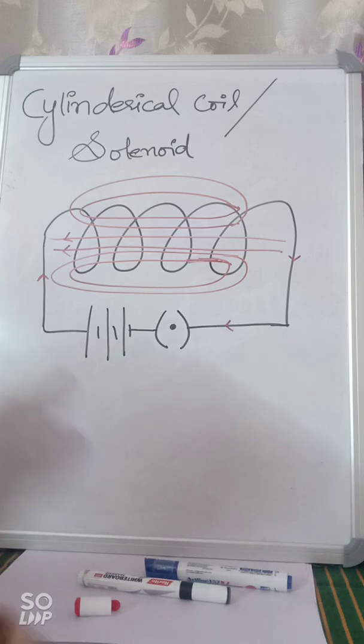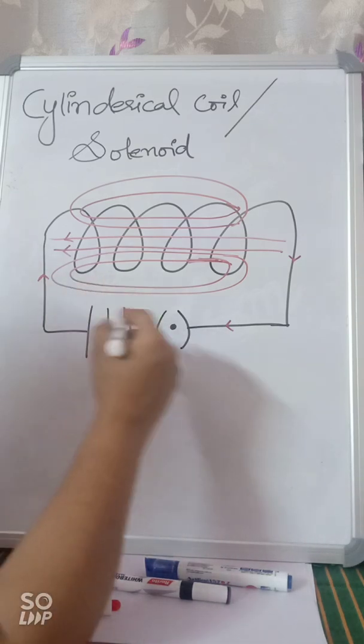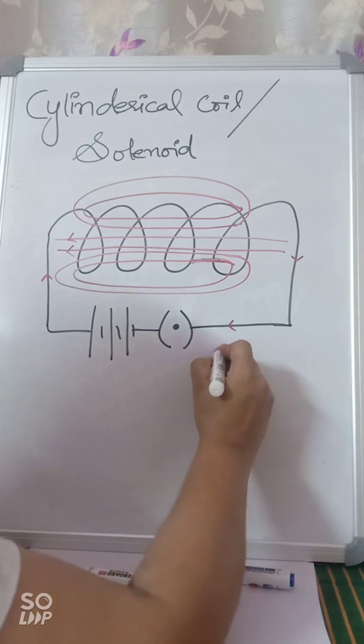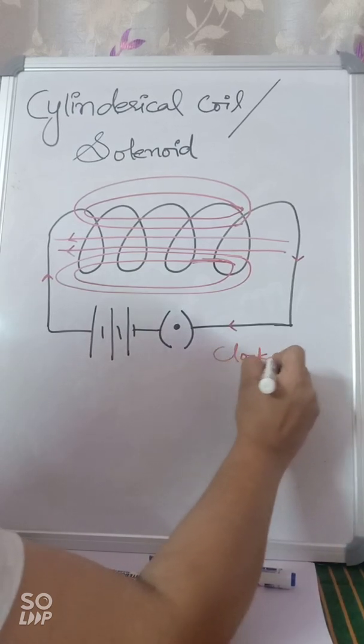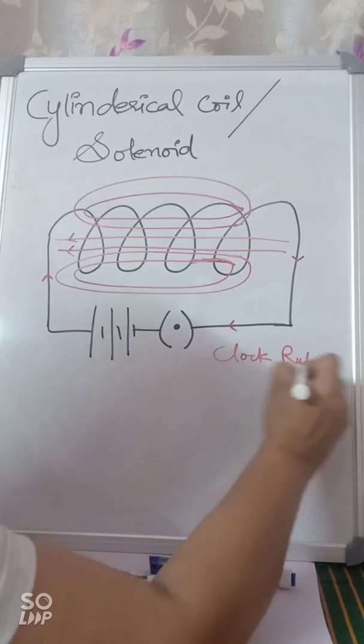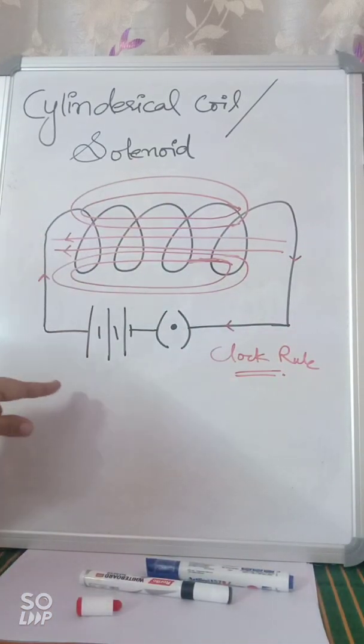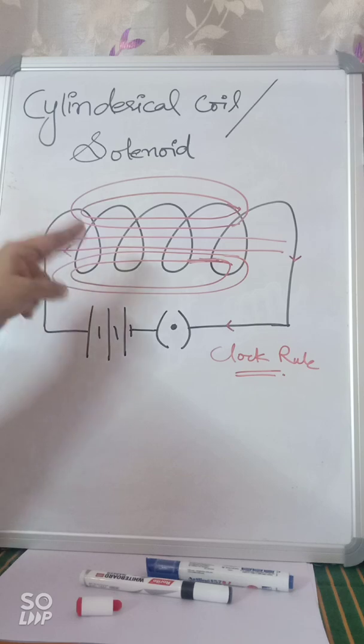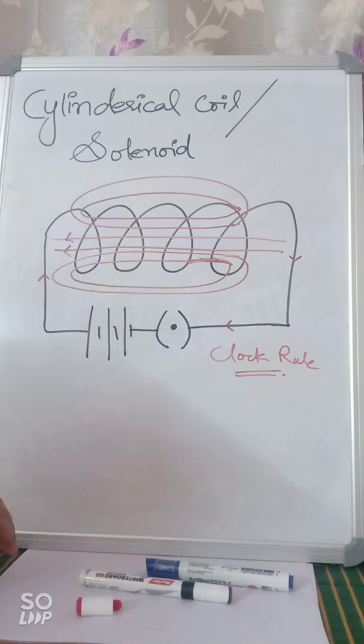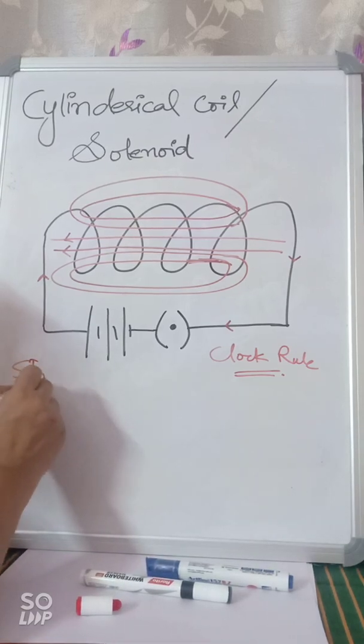So it's a circular coil, right? So we will be finding out using the clock rule. So just remember this, we will be discussing it, right? And now, suppose I increase the number of turns, what will happen? If I talk about the strength of the magnetic field, how is it going to vary?